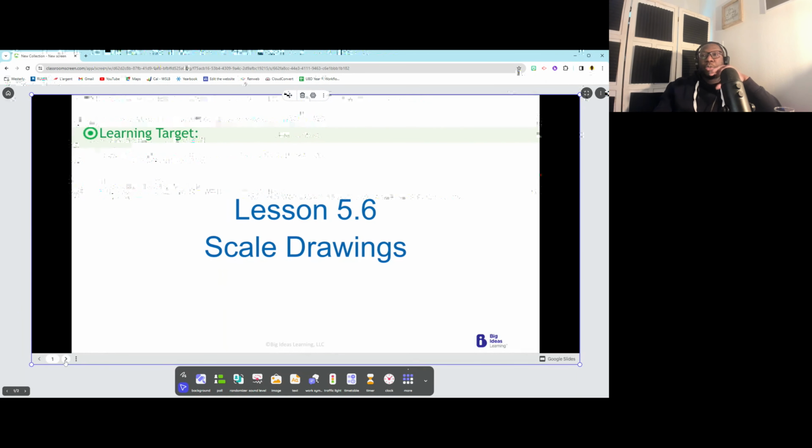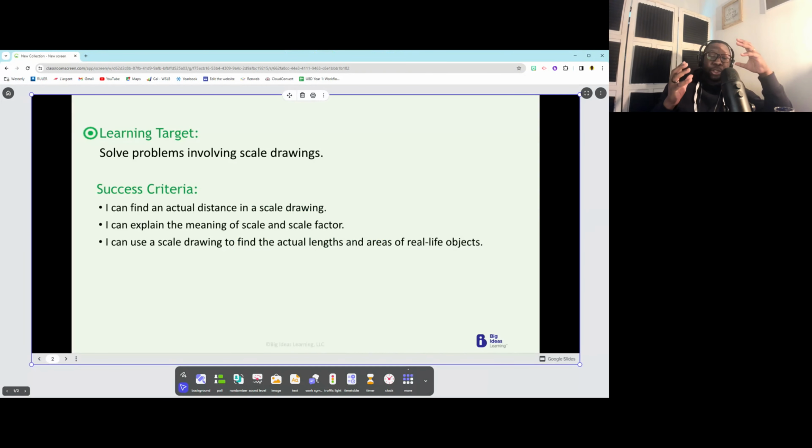In this lesson, we're going to be able to solve problems that involve scale drawings. The criteria for success are: you can find an actual distance from a scale drawing, you can explain the meaning of a scale and a scale factor, and lastly, you can use a scale drawing to find the actual lengths of areas and real life objects.